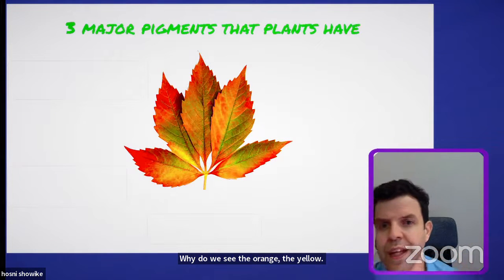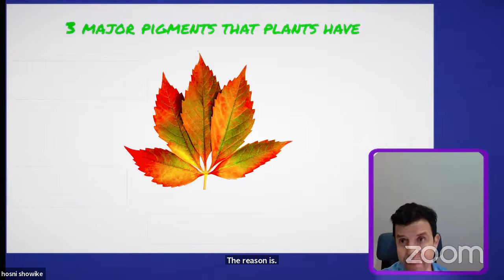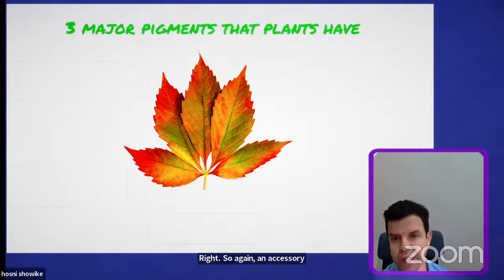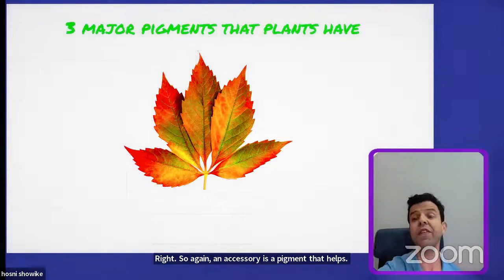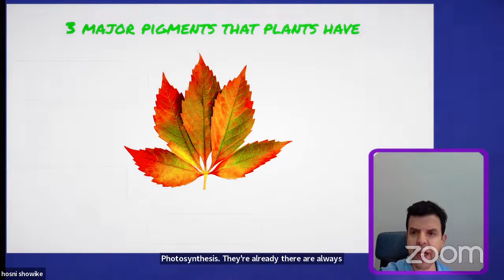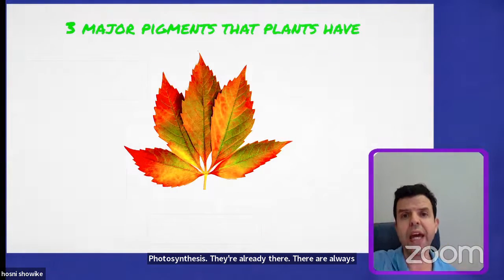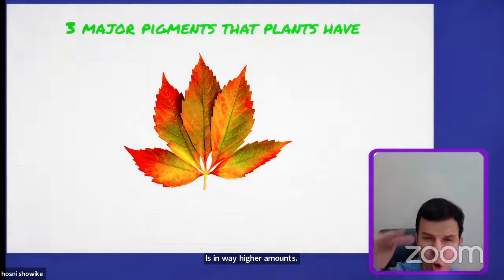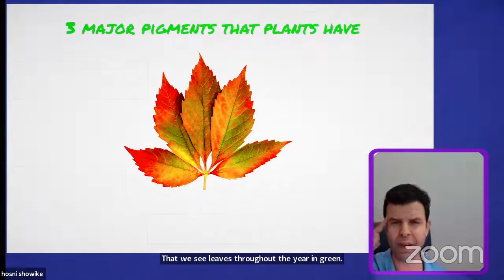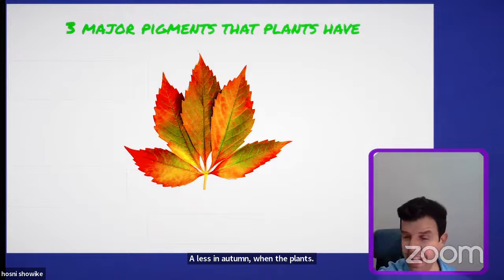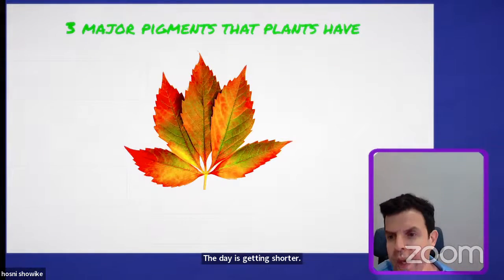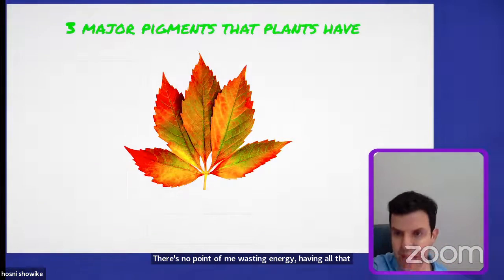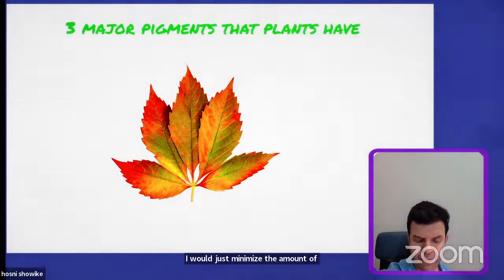The reason is those are minor accessory pigments, right? So again, an accessory pigment is a pigment that helps in photosynthesis. They're already there. They're always there, throughout the year. But chlorophyll is in way higher amounts, so we see leaves throughout the year in green, unless in autumn, when the plant realizes something. What does the plant realize near autumn? The day is getting shorter. There's no point of me wasting energy having all that chlorophyll. So instead of doing that, I would just minimize the amount of chlorophyll and get rid of my leaves.